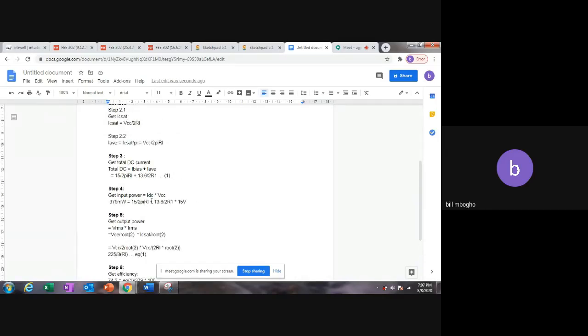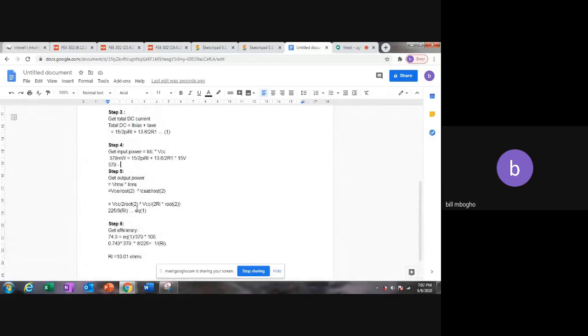Anyway, now that you have RL, you come to this equation and put RL here. 379 minus 15 divided by 2 pi RL, where RL is that 10.01, equals 13.6 times 15 over 2R1. Then you make R1 the subject any way you want.